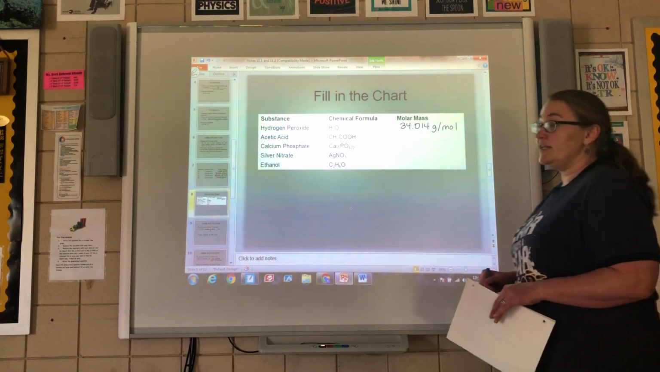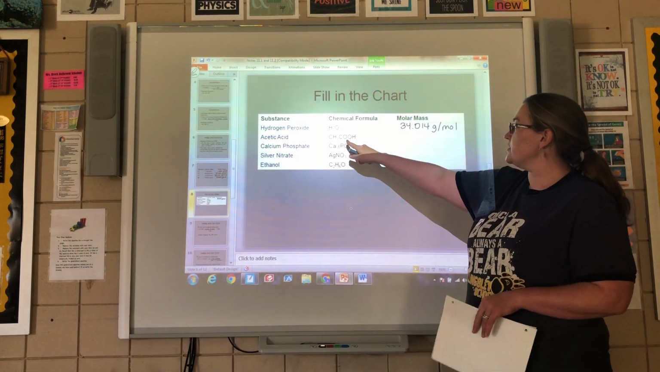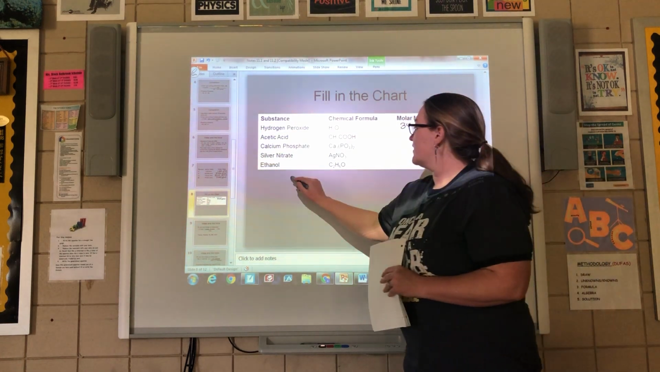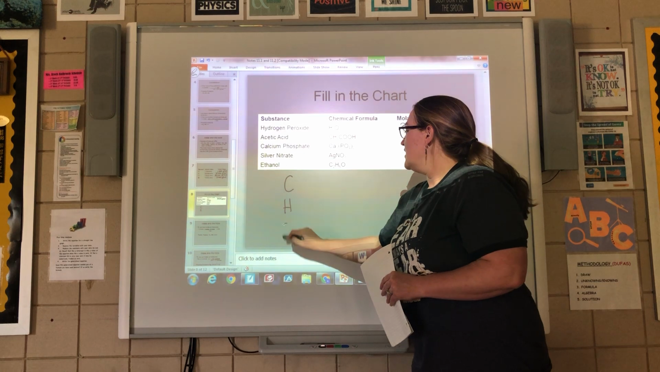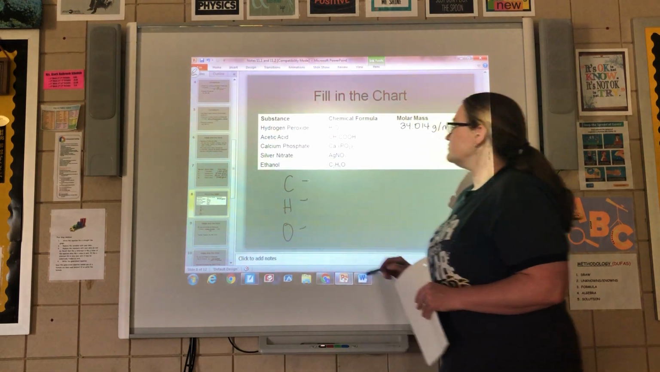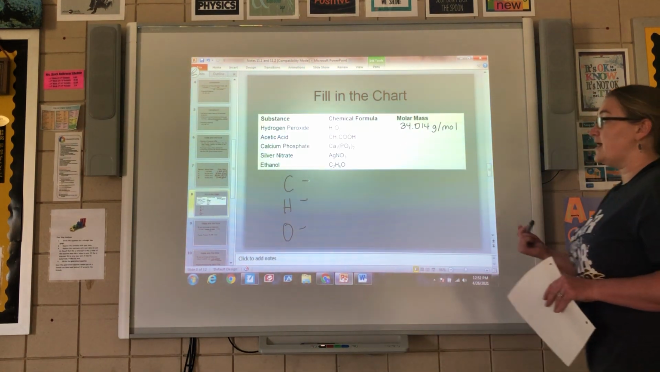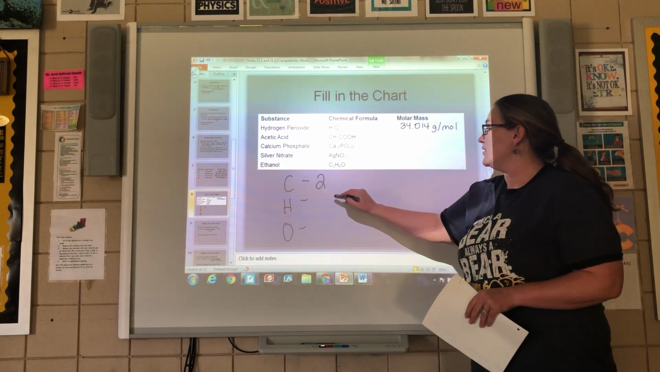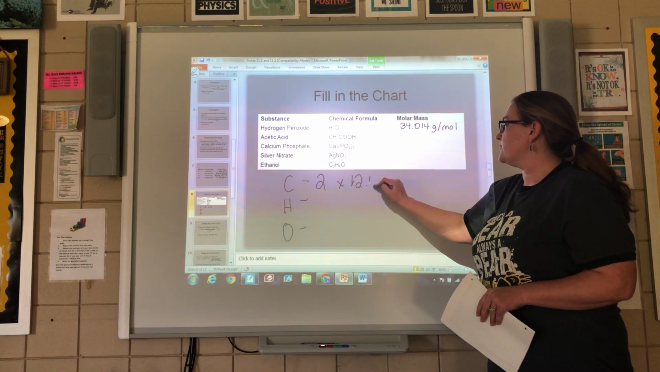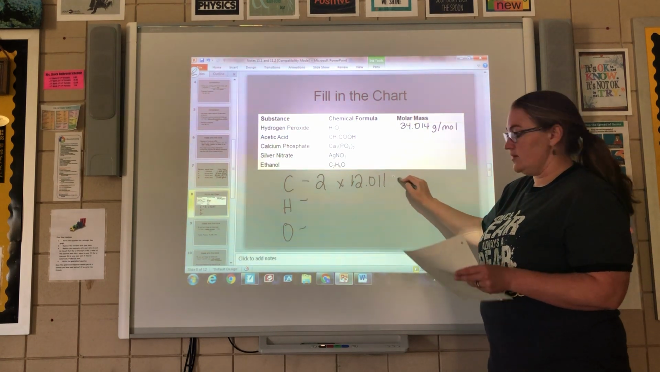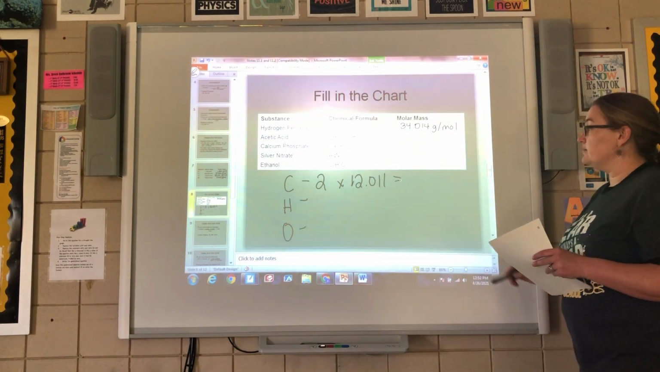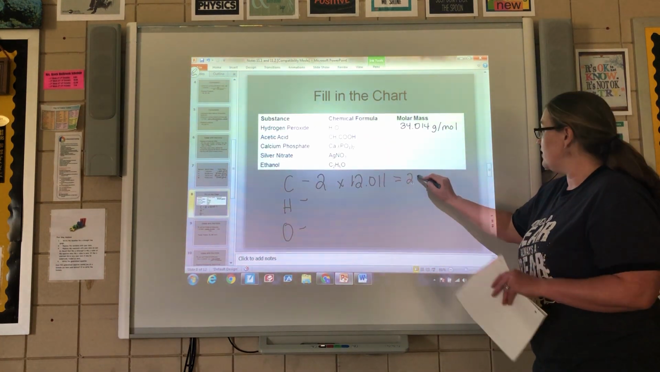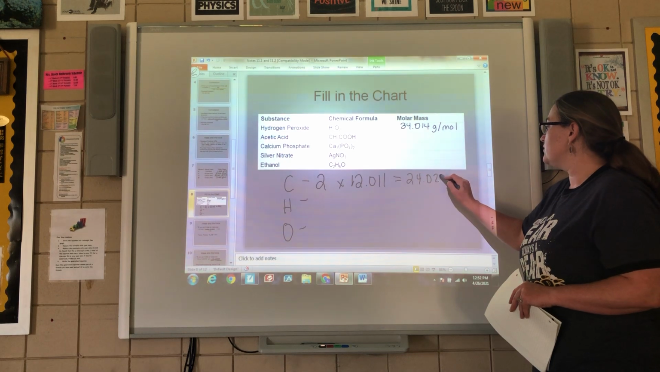Let's go to acetic acid, vinegar. I've got CH3COOH. So I'm going to write down my elements. I've got carbon, I've got hydrogen, and I've got oxygen. All right, carbon, how many do I have in this formula? 1, 2. So I've got 2 carbon. My atomic mass for carbon is 12.011. And so my total mass of carbon in 1 molecule of acetic acid is going to be 24.022.